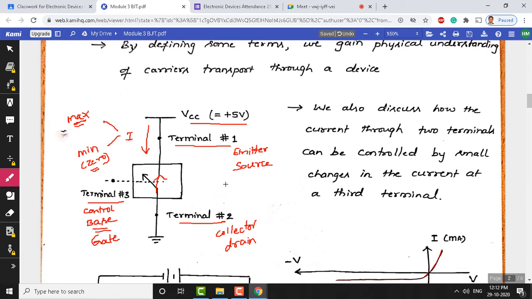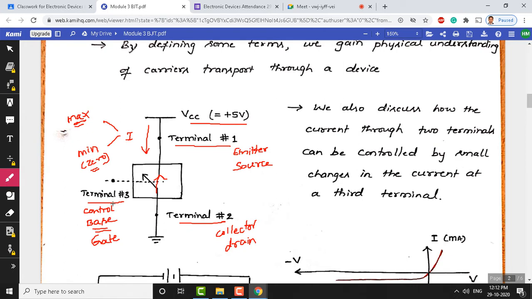Okay. I hope you understood this now. This diagram gives you a clear view of how the third terminal is very important in controlling the current flow from terminal 1 to terminal 2. So, the current between the two terminals can be controlled by small changes in the current at a third terminal.